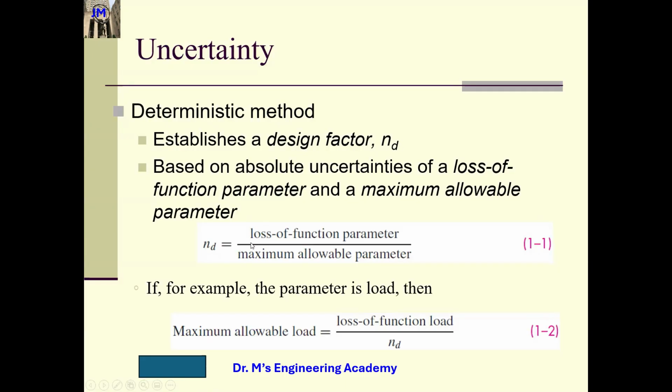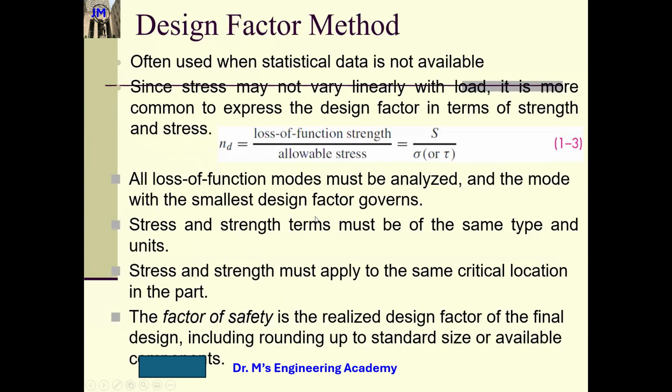Design factor ND is defined as a loss of function parameter over the maximum allowable parameter. For example, this design factor is the safety factor we talk about. Okay, a safety factor. This is a general definition. For our case, we usually use ND as the design factor or the safety factor, and it is defined as the loss of function stress S divided by the allowable stress. So this ND usually is greater than 1.